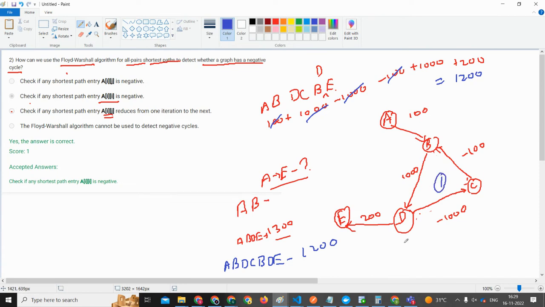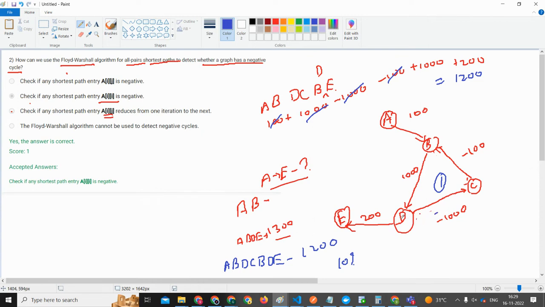This is for one cycle, right? For one cycle, you are reducing 100 rupees. What if I do 100 cycles, or let's say 10 cycles? Every time you go through this path, it keeps on reducing, right? It doesn't come to an end.